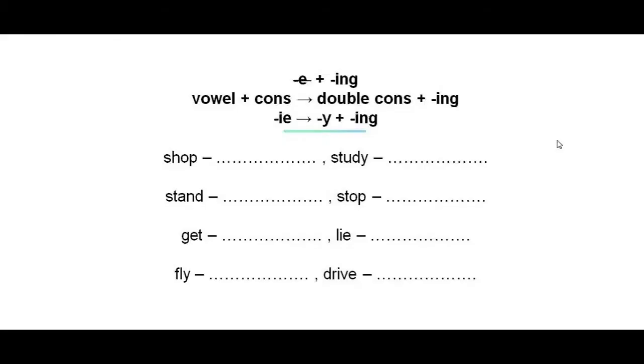And now, let's review and practice a bit. Remember that when a verb ends with E, get rid of the E and then add ing to form the present continuous tense. And when a verb ends with a vowel plus a consonant, make sure to double the consonant and then add ing. And when a verb ends with ie, replace it with y and then add ing.